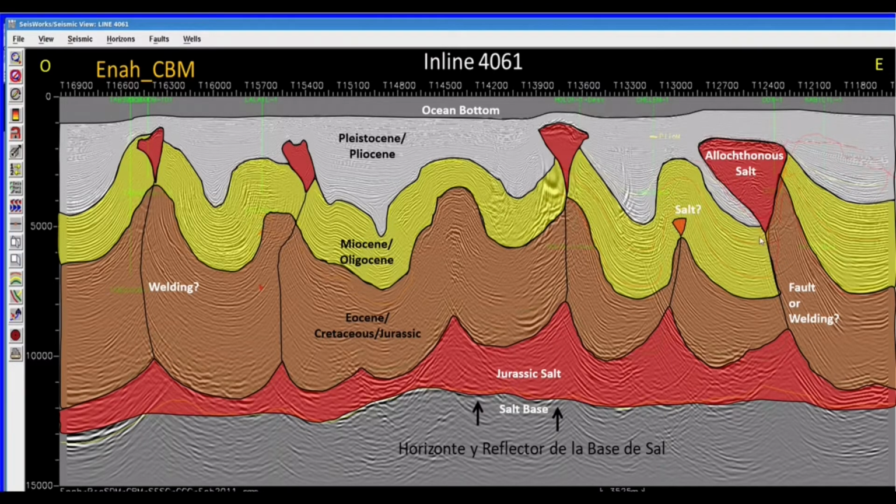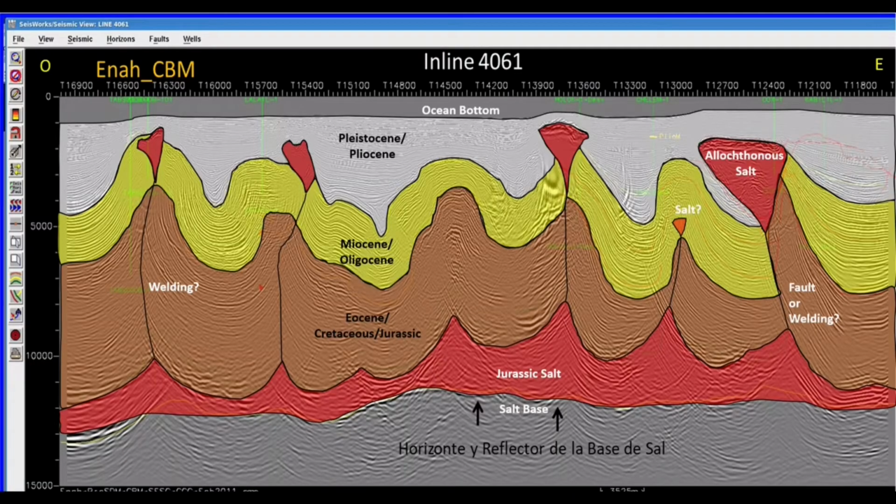This looks like a compressional fault. And another doubt is that the base of the autochthonous salt is not flat. So I'm not sure if this is a velocity problem or if we have some kind of structural setting below the base of the salt.